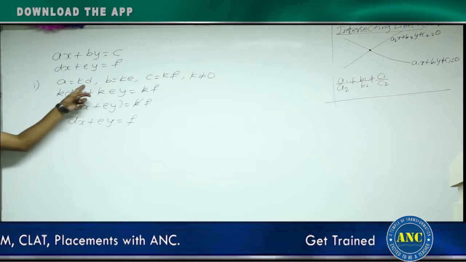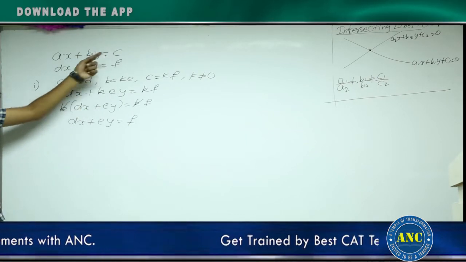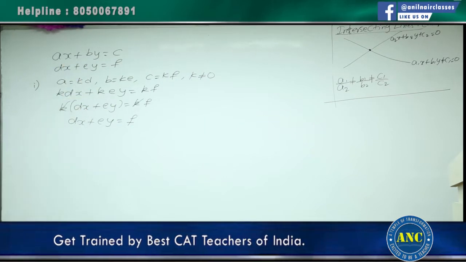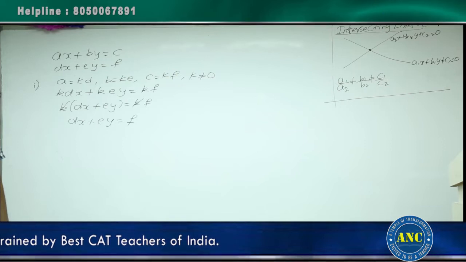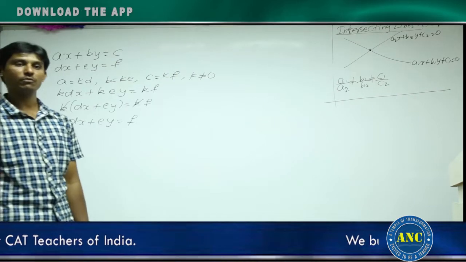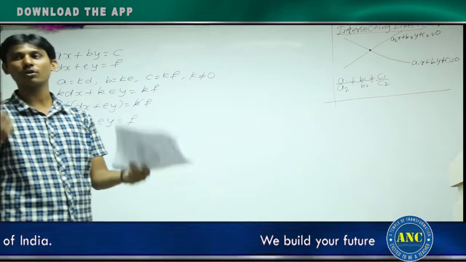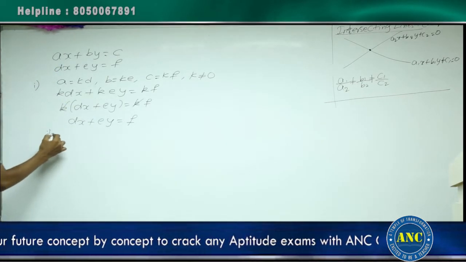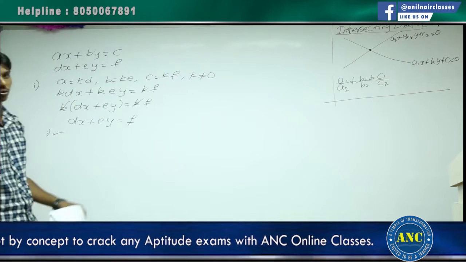With the first condition, AX plus BY equal to C and DX plus EY equal to F are the same lines, that means they are overlapping lines. Overlapping lines will have how many solutions? Infinite solutions. The question is, how many pairs of values? Infinite is the answer. That is one answer. Statement 1 alone is giving you the answer.